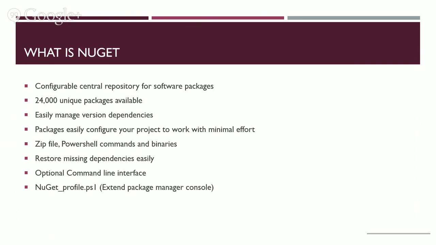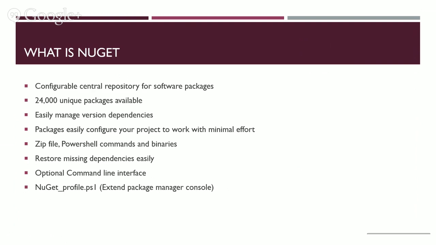So Nuget itself is a repository for software packages. Now, a software package, as you can see on the slide, is a zip file with PowerShell commands and binaries, which is effectively what it is. It's a repository of a load of zip files. The great thing about Nuget is the UI in front of it, which allows you to search for any package you want, any type of package.